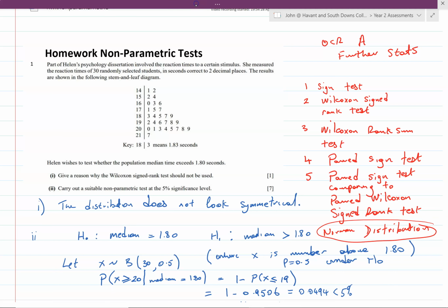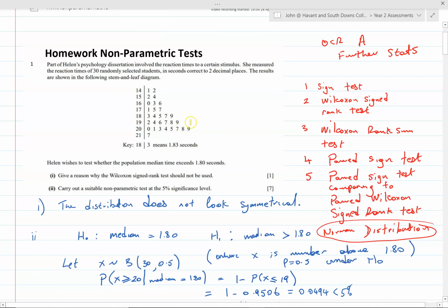Right, well, here's the thing. We've got 20 values which are above 180.